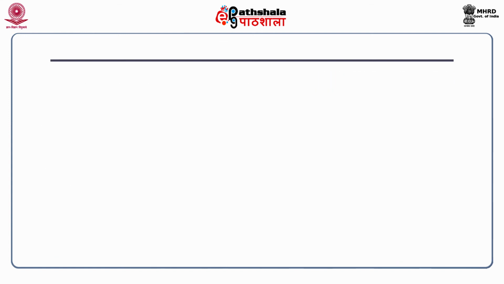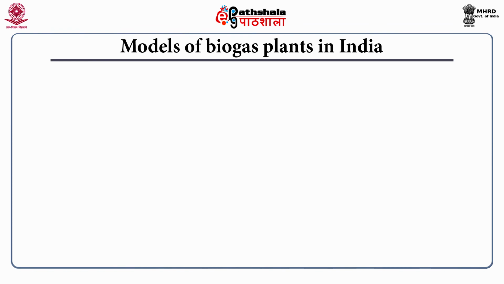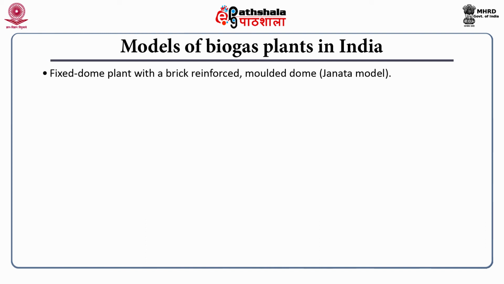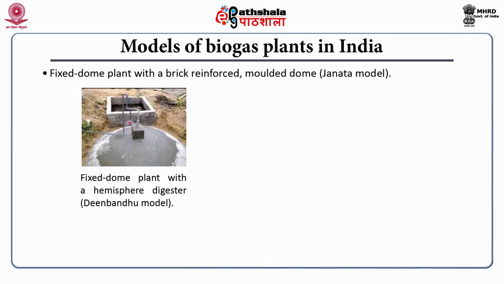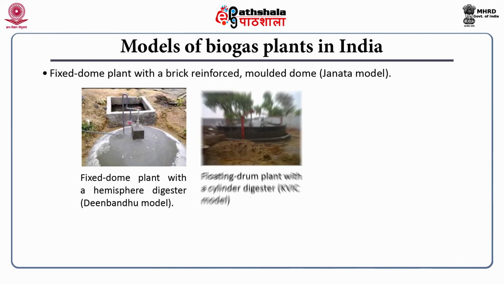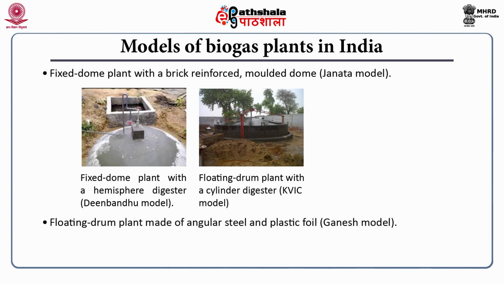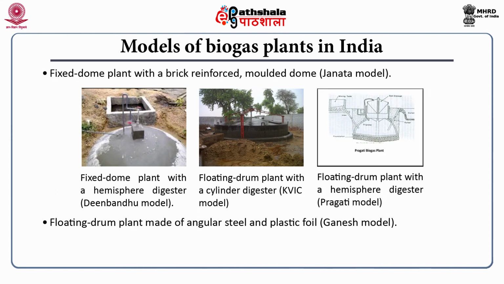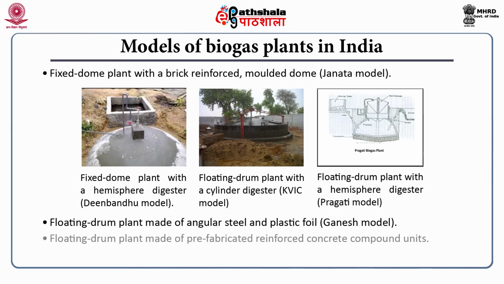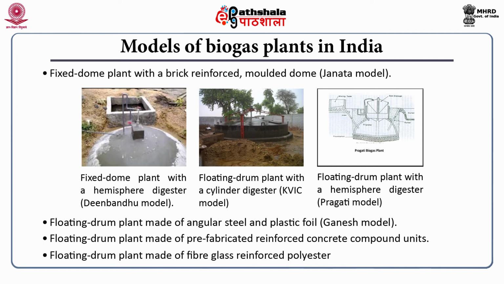You can see in this slide the models of biogas plants in India. Fixed dome plant with brick reinforced molded dome, which we have already seen, that is the Janta model. Fixed dome plant with hemisphere digester, that is the Deenbandhu model. And under the floating drum type, you can see with the cylindrical digester, that is the KVIC model, Khadi and Village Industries Commission. The other one, which is made up of angular steel and plastic foil, is the Ganesh model, and the floating drum plant with hemisphere digester is the Pragati model. And the floating drum plant made up of prefabricated reinforced concrete compound units is also there, and also one with fiberglass reinforced polyester.